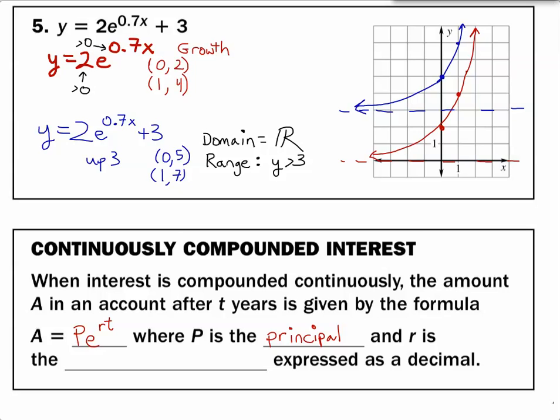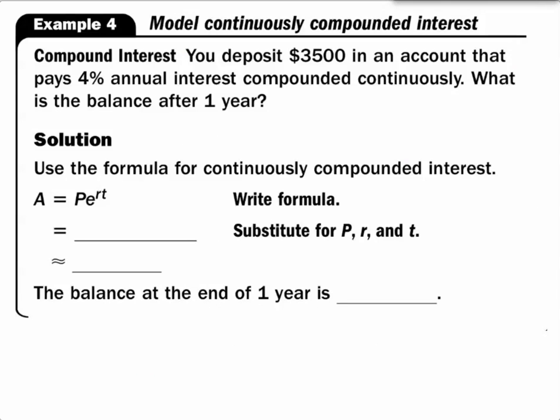R is the interest rate, just like it was before. However, you have to remember to turn R into a decimal, just like before. So, next, we have an example that works with this. It says you deposit $3,500 in an account that pays 4% annual interest, compounded continuously. What is the balance after 1 year?